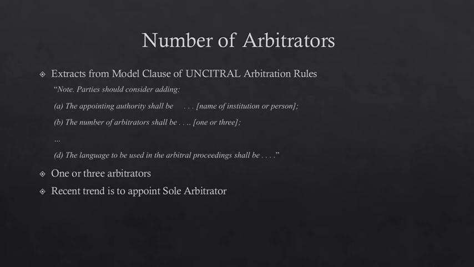In this lecture, we will look at some of the other components that commonly form a part of a typical arbitration clause. Now, once again, let us go back to the UNCITRAL arbitration rules, like what we have been doing in the past few lectures. In the UNCITRAL arbitration rules, you would have noticed that the model clause itself suggests that the appointing authority, the number of arbitrators, and the language of arbitration are to be added.